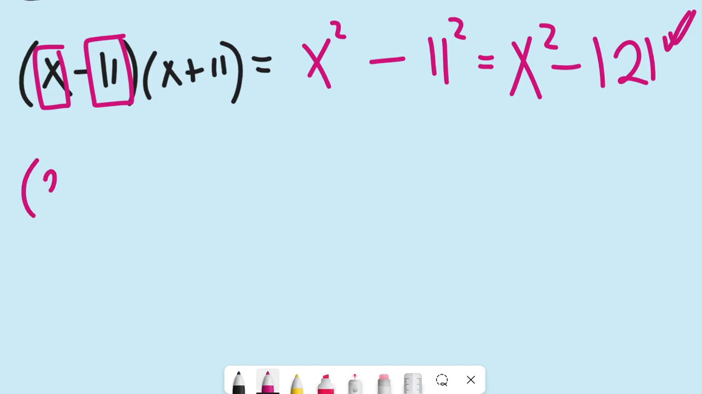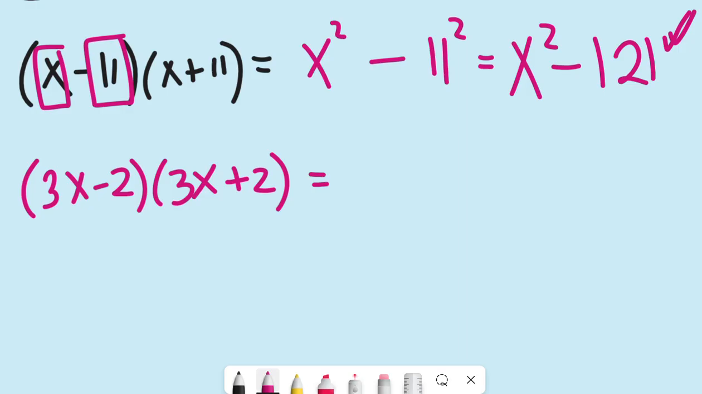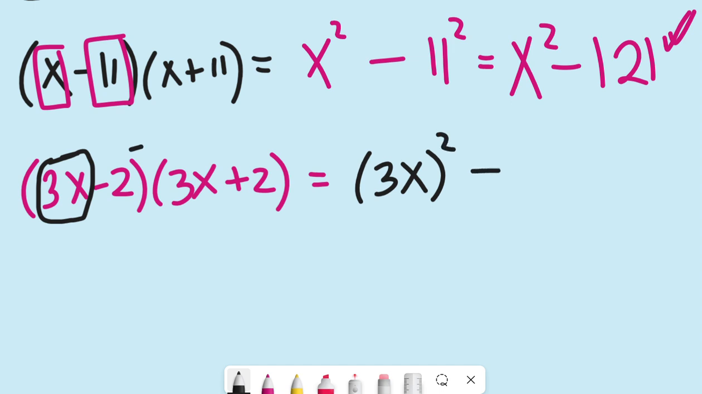This time we have 3x minus 2 and 3x plus 2. Okay, what did we say? Get your first number and square it. But our first number is 3x. So we get 3x and we square it. Minus, get your second number and square it. That means 2 squared.